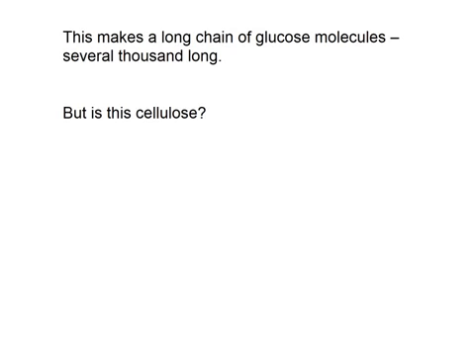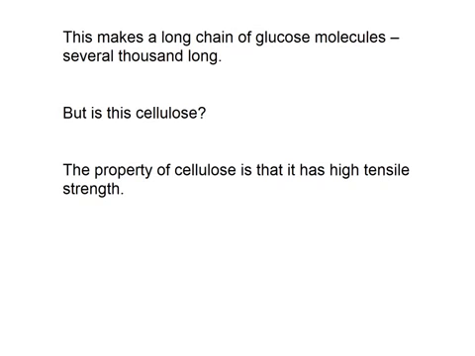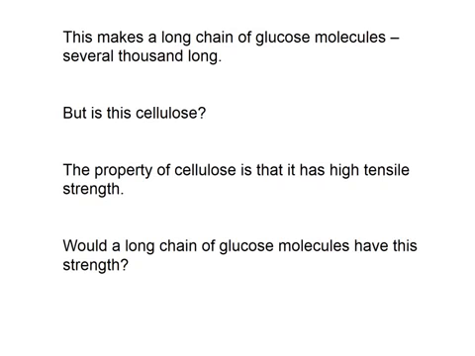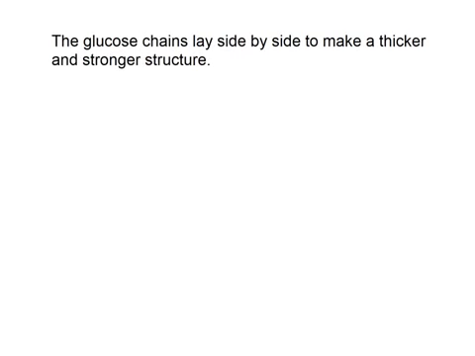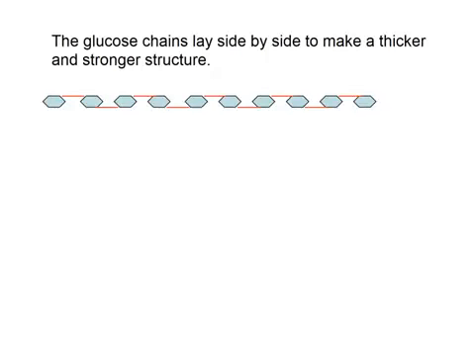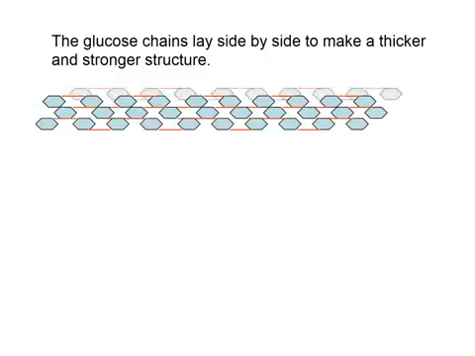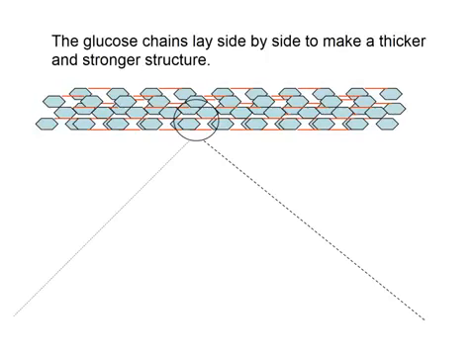This isn't cellulose yet, simply because the property of cellulose is very, very strong. It has to withstand high osmotic pressure, so it has high tensile strength. A single chain of monosaccharides, thousands long, would simply not be strong enough to withstand that pressure. So what they do is they end up laying side by side to make a much thicker, stronger structure. So the glucose molecules, about 70 of these polysaccharide chains, will line up side by side.